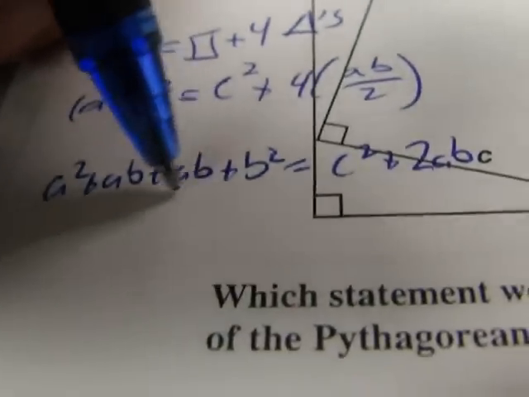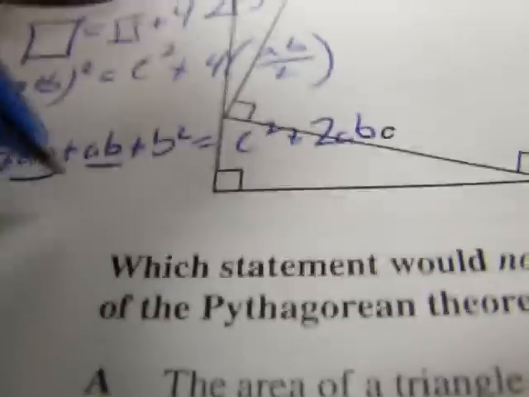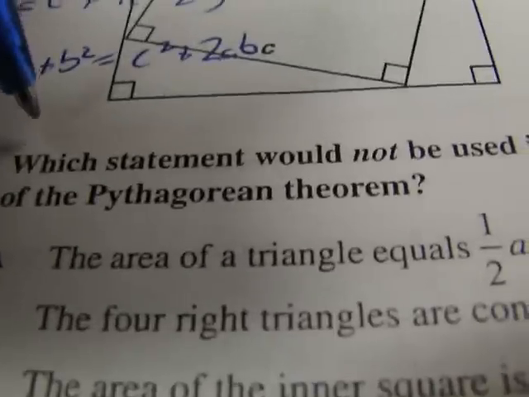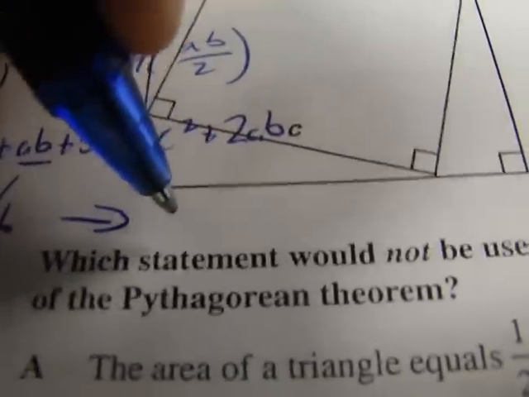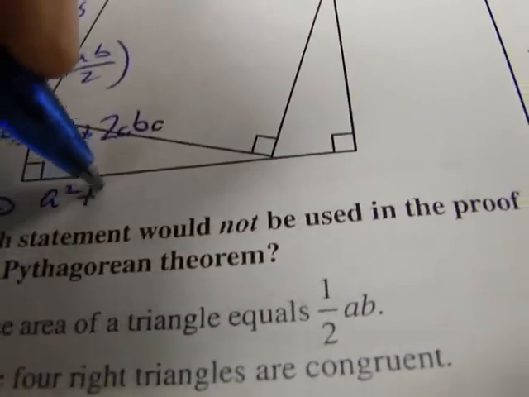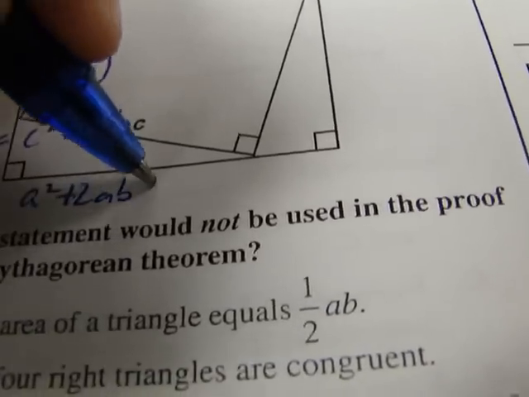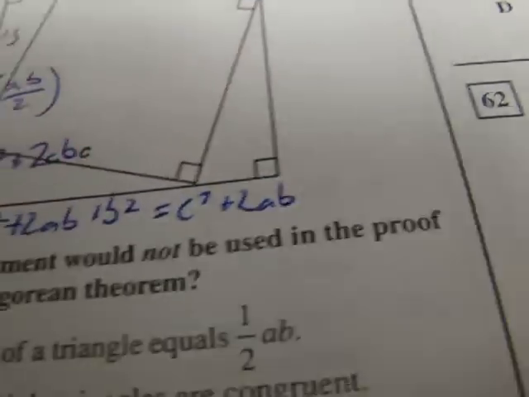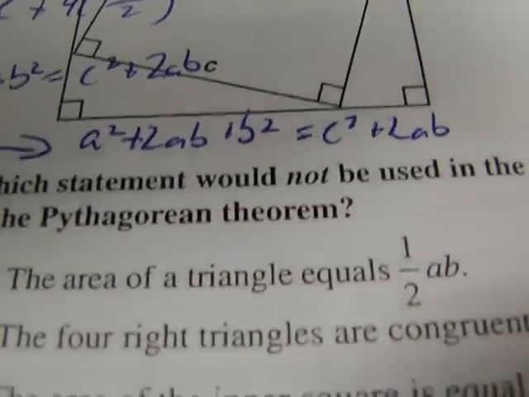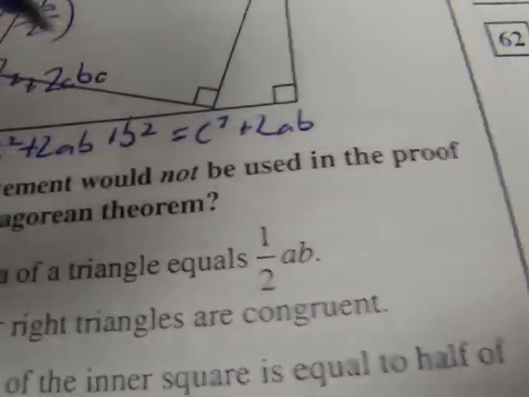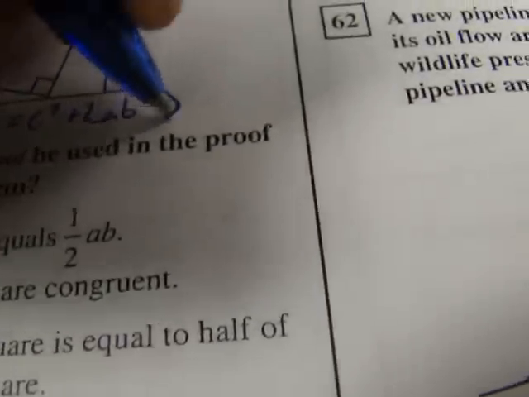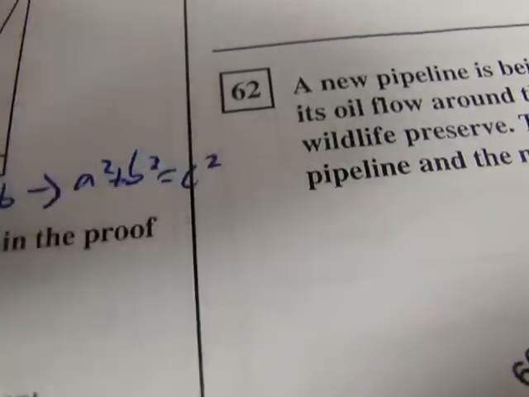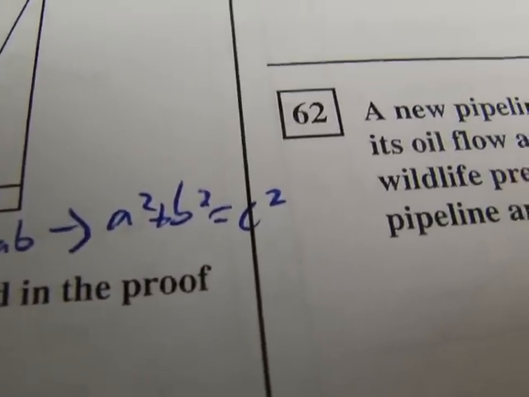Now notice here we've got AB plus AB. When we combine these two, we get another 2AB. So we can rewrite as A squared plus 2AB plus B squared equals C squared plus 2AB. And what you're going to notice is that if we have 2AB here and 2AB here, we can subtract it out, and the last thing it's going to give us is A squared plus B squared equals C squared, the proof of the Pythagorean theorem.